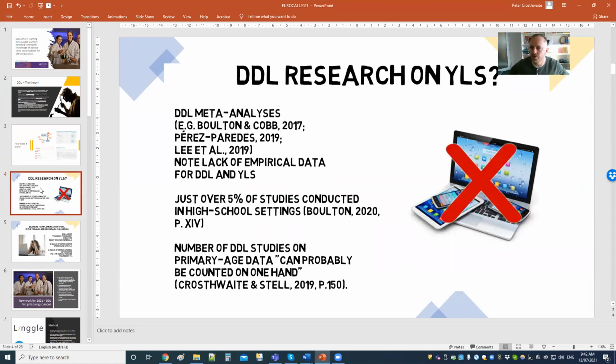But in terms of data-driven language research, the vast majority of this, in fact almost all of it, has been conducted at the university level for a variety of reasons. The important point I'm trying to make here is that very few studies have been conducted on pre-tertiary learners at the secondary school level, and even fewer at the primary school level. So obviously there is a large gap in the field that I have been trying to fill, and I know other researchers have also been working with younger learners, as evidenced by the edited volume that I put out in 2019 on this topic.